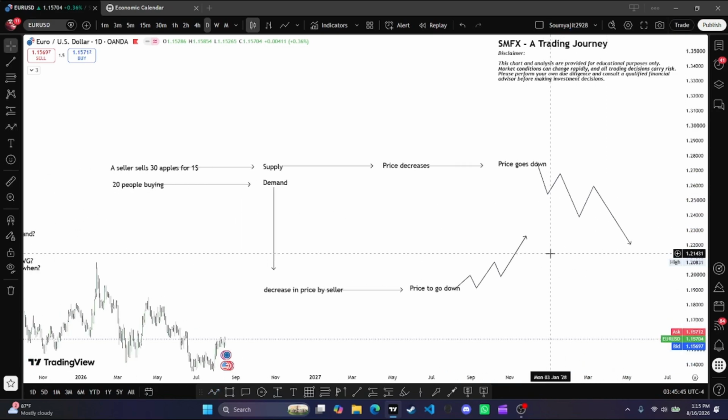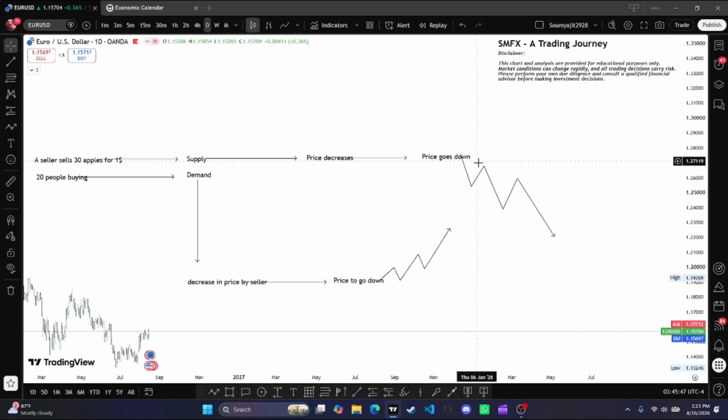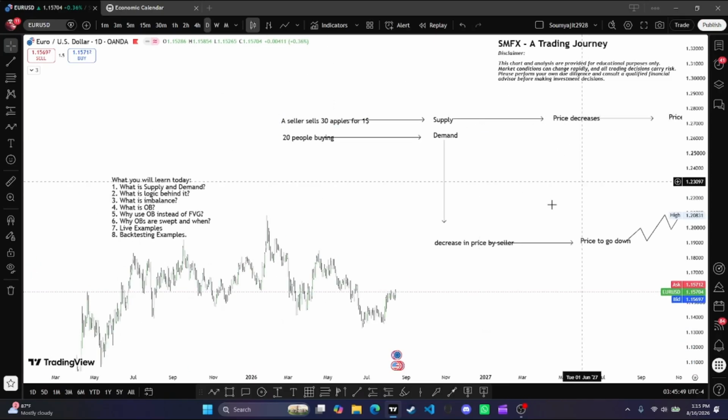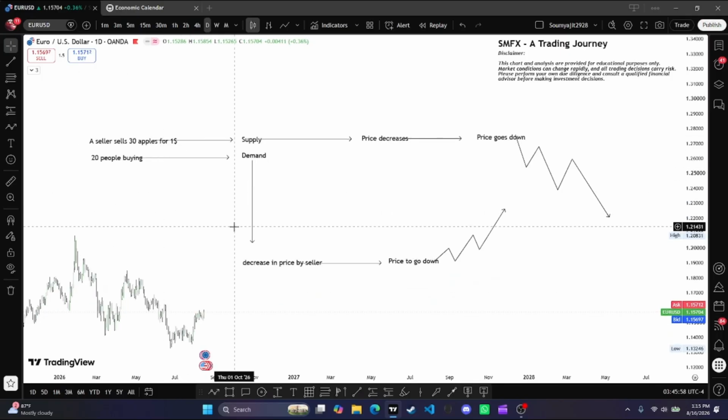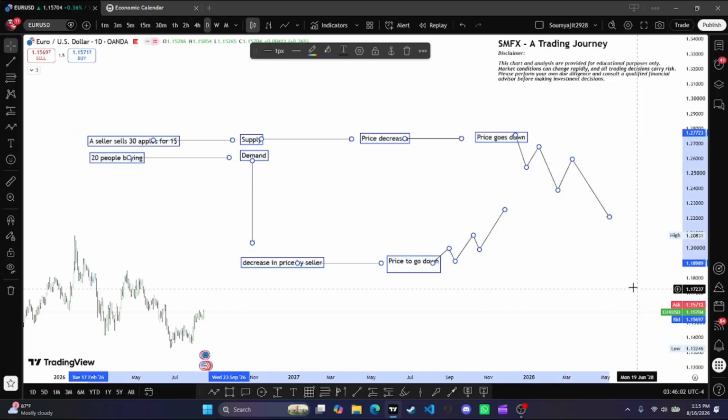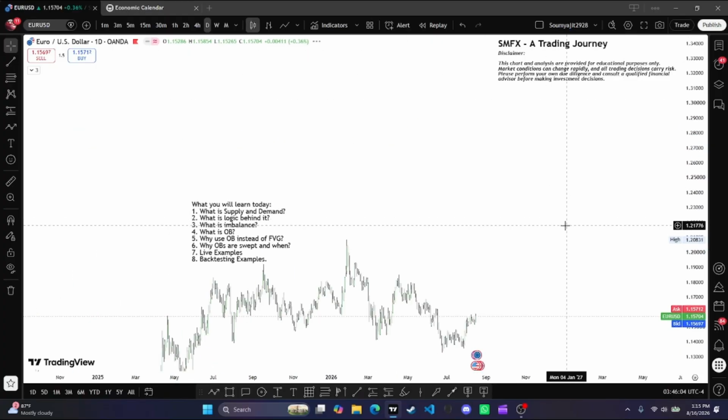Now we have to understand why this happens. In a real market, this same logic applies. If the supply is more, then the price will go down, and if the demand is more than supply, then price will go up. This simple logic is also followed in the real markets. And that's the whole logic behind it.